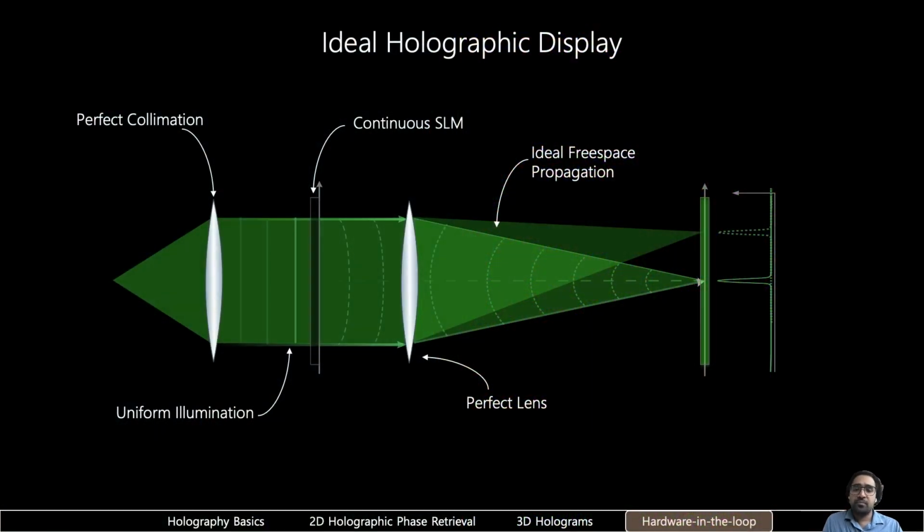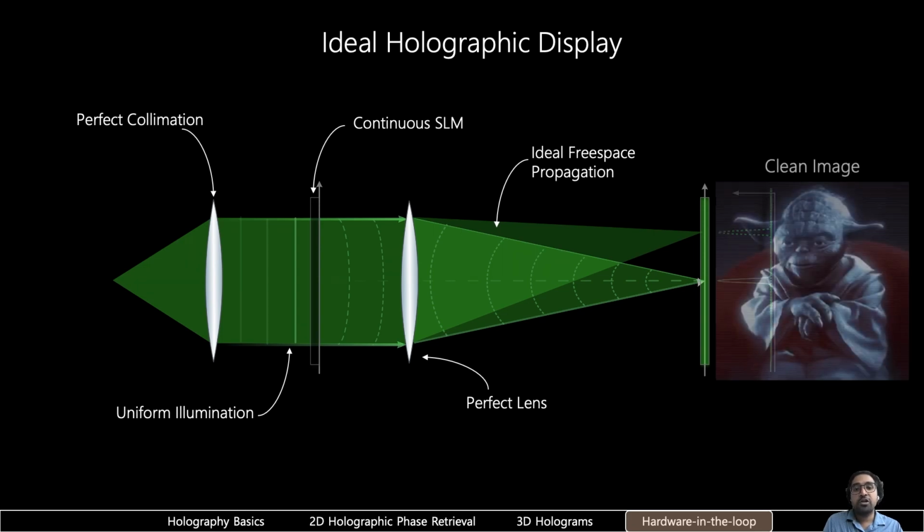Basically, the problem is that all these approaches implicitly also make simplifying assumptions of the display, such as perfect collimation, continuous SLMs, and perfect lenses, which would produce a clean image on the display similar to our simulated reconstructions. In other words, if the real holographic display was ideal, a hologram computed using the existing ideal wave propagation would result in similar superior quality images.